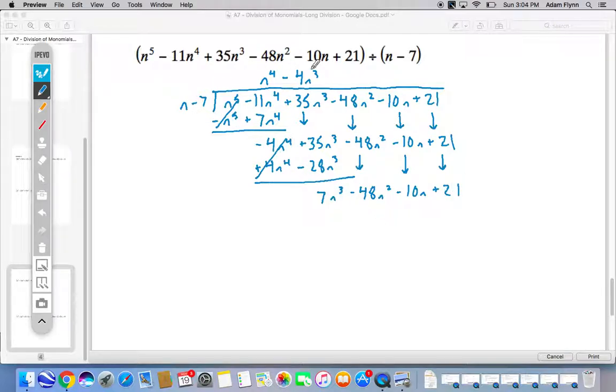Okay, so 7n cubed divided by n is 7n squared. N times 7n squared is 7n cubed. And negative 7 times 7n squared is negative 49n squared. So switch my signs. 7n cubes cancel. I have negative 48n squared plus 49n squared, which is just n squared. I can bring down my negative 10n and my plus 21.